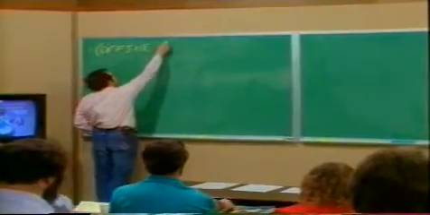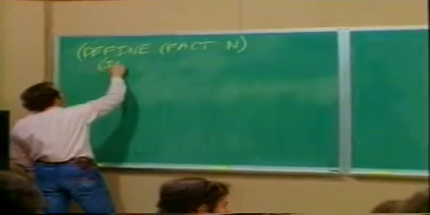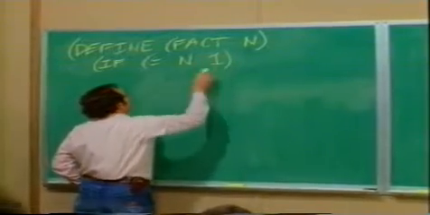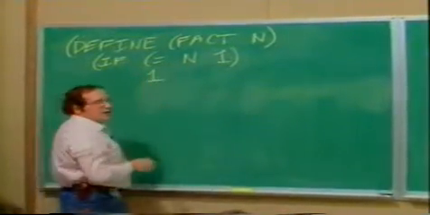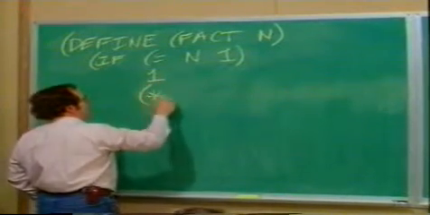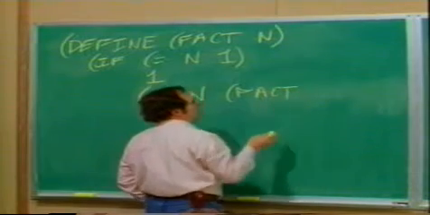We define factorial of n to be: if n is 1, the result is 1. Using 1 right now to decrease the amount of work I have to do to simulate it. Else it's times n factorial n minus 1.